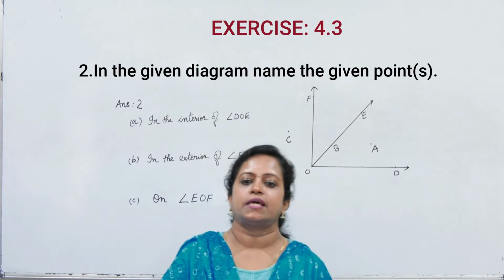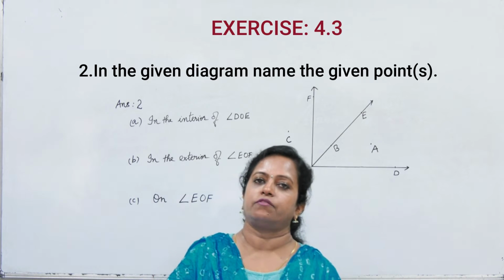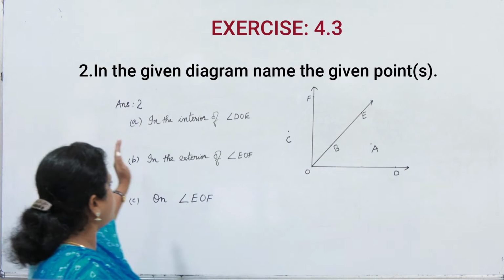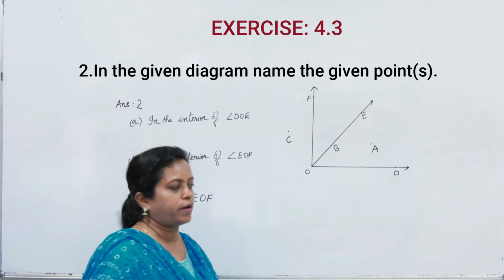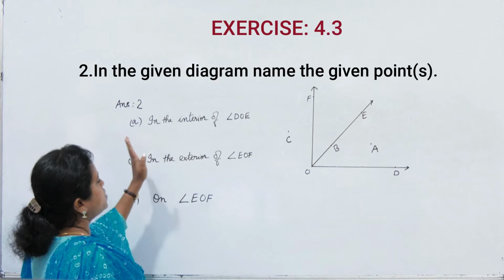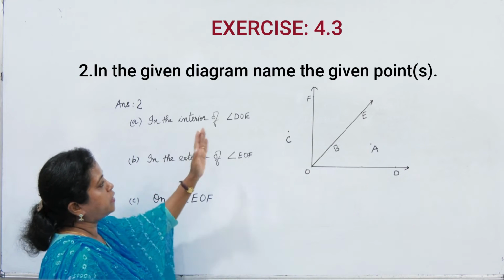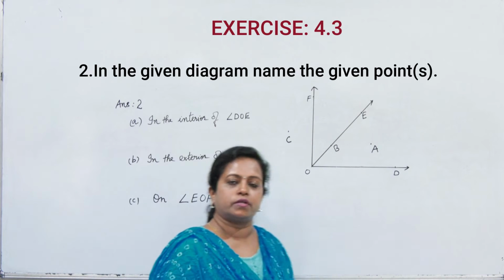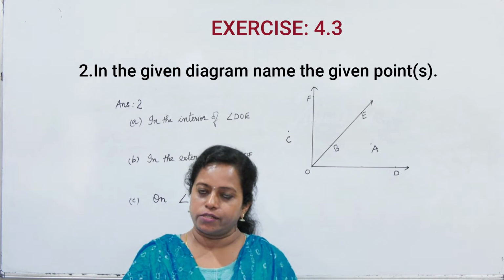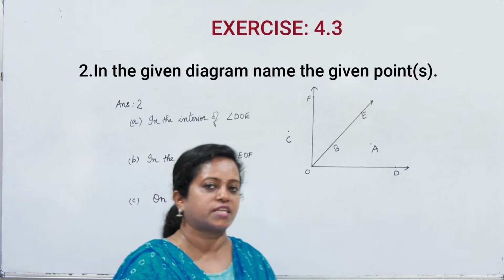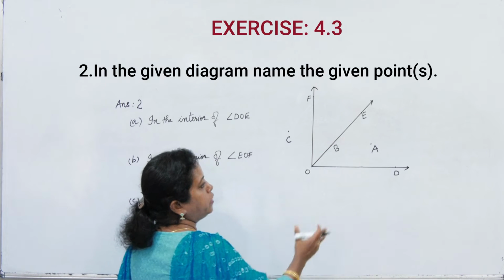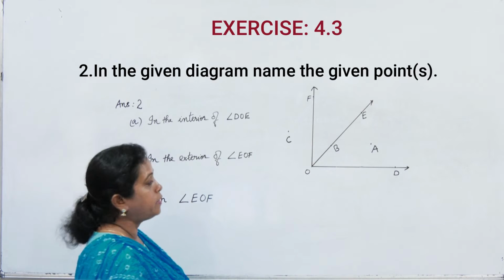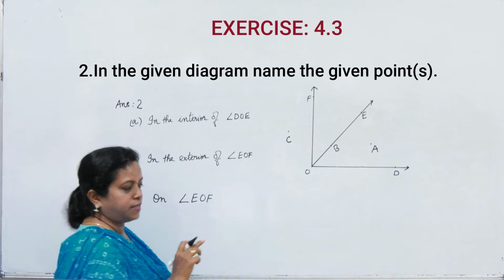Question number 2 is, in the given diagram, name the given point or the points. You have been given a figure and 3 questions are asked, according to which you have to answer. The first question is, in the interior of angle DOE. So whenever, children, you get questions related to geometry, first you have to study the diagram properly. So here you can see many angles being formed there. There are 3 angles that are formed. Now you have to answer the question that is asked.